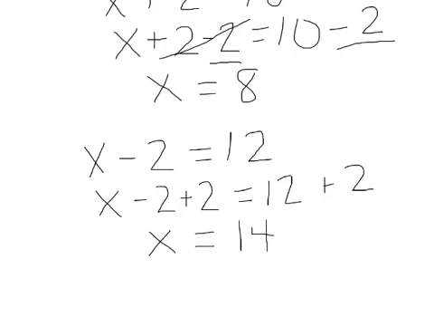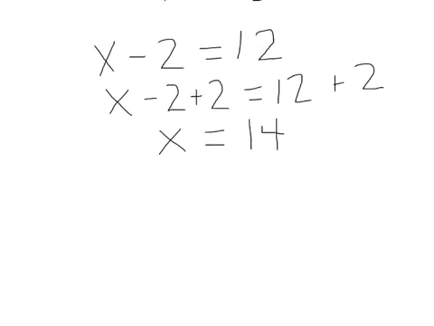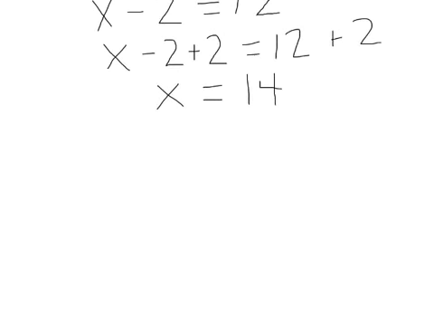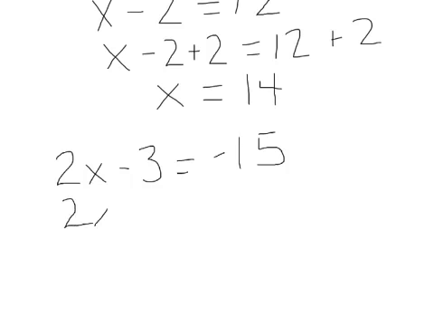There are other questions that you're going to need to solve where you have to do more than just the operations addition and subtraction. You're going to have to incorporate multiplication and division as well. So our next example is 2x minus 3 equals negative 15. So we want to work opposite now of our BEDMAS rule, thinking of your addition and subtraction first, and then multiplication and division.